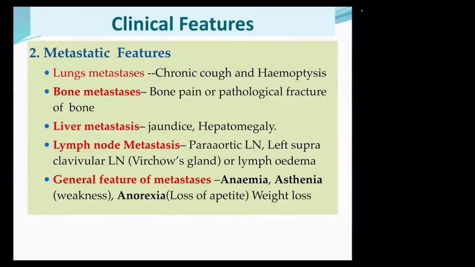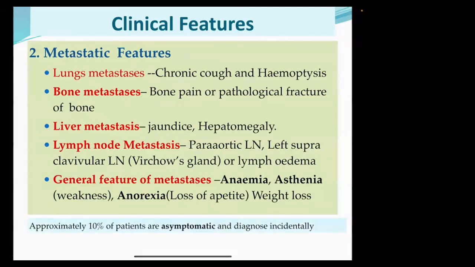And as usual, like other tumors, if there is a metastasis, the patient will have loss of appetite, anorexia, the patient feels weakness, there might be anemia, and a significant weight loss like 3 kg in 3 months. So these are the features of metastasis. Sometimes patients don't have any symptoms and they are diagnosed accidentally. Suppose they went to a doctor for another disease. On examination, the physician found there could be a testicular tumor.